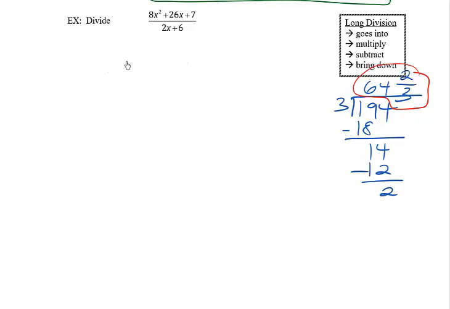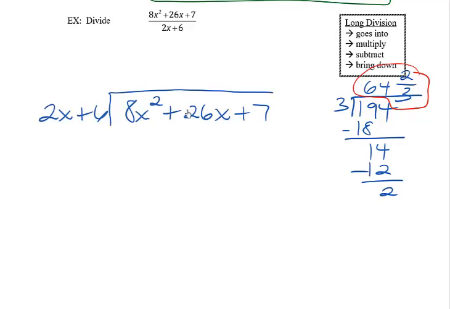That same long division process is what I need to do for this example. Let me set it up with the division symbol. I'm taking that trinomial and dividing it by this binomial. Well, let's run through our long division steps. The first one is goes into.